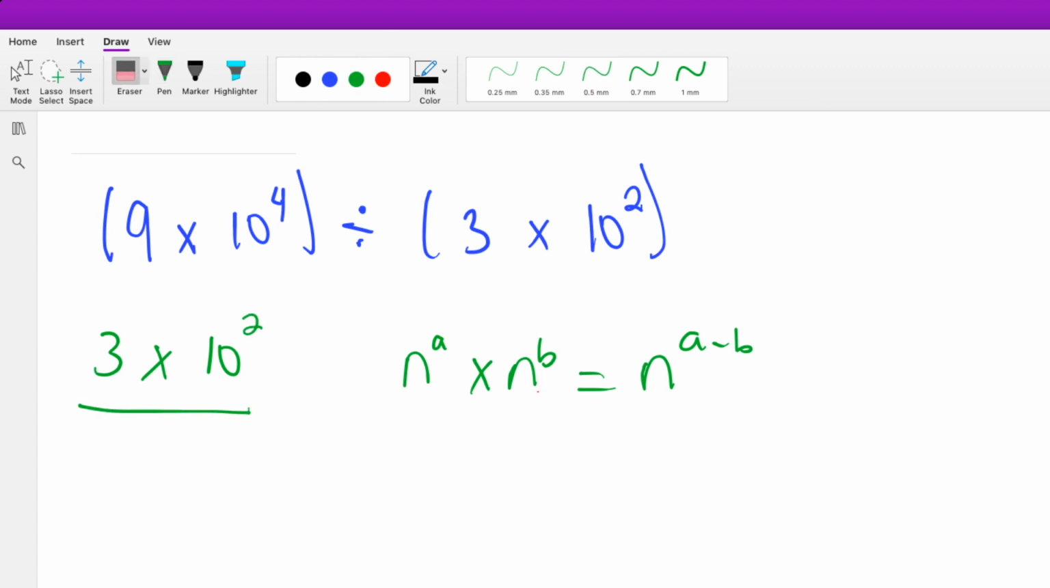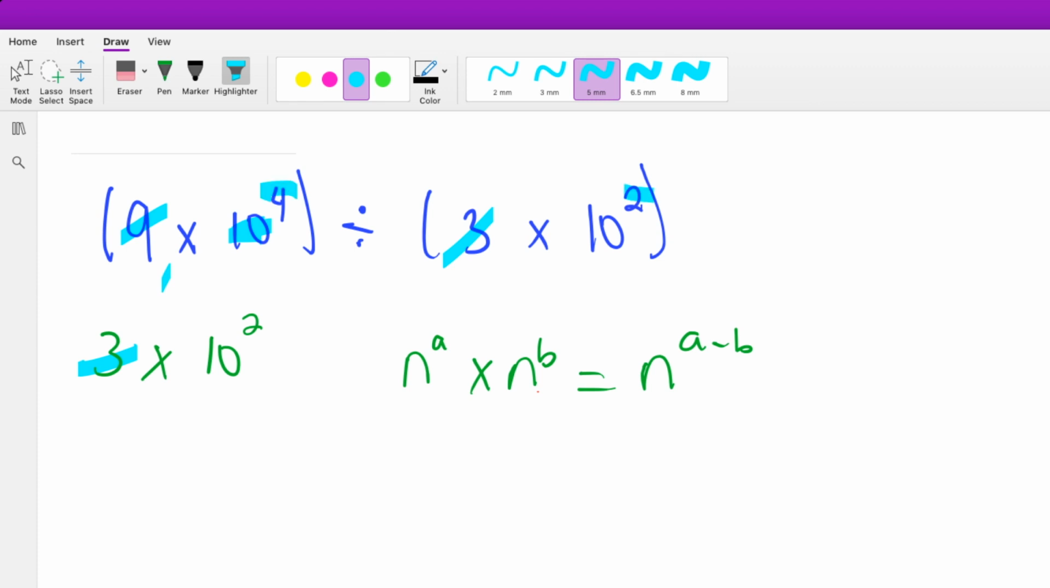That's it. So we're going to have 3 times 10 to the second. Now, once again, how did we get that? We took our coefficient, 9 divided by 3. That gave us the 3 over here. This base of 10 stays the same. And then we just subtract the exponents, and that's how we got this 2. Simple. I hope that was an easy concept for you to understand.